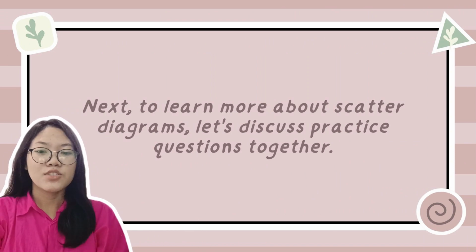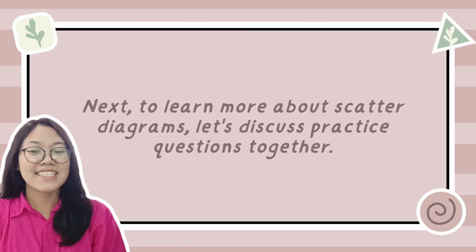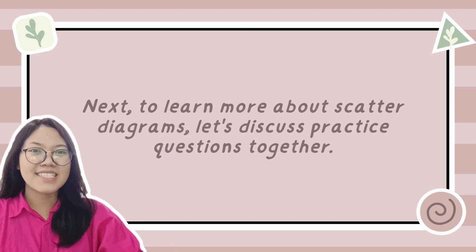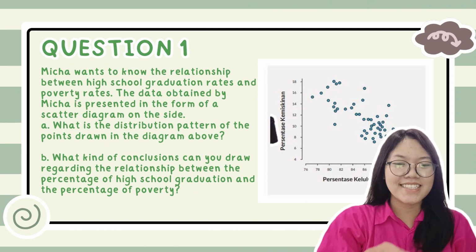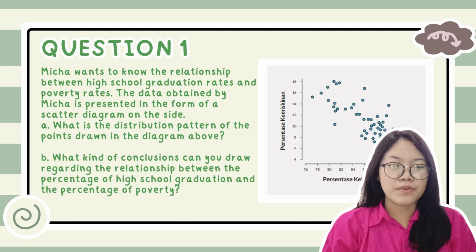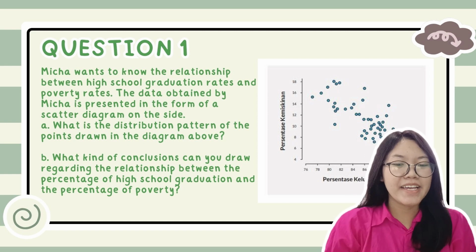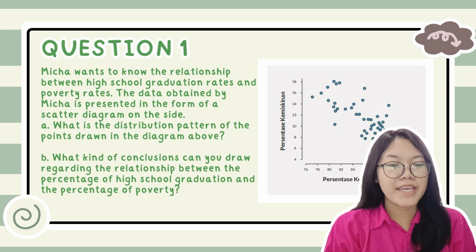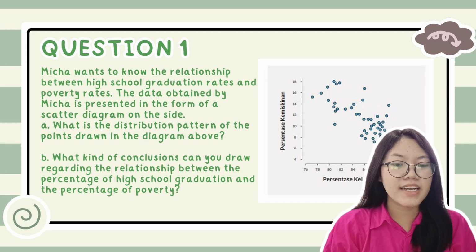Okay guys, to get to know more clearly about scatter diagrams, let's study the following questions together. So I have 3 questions, and this is question 1. Micha wants to know the relationship between high school graduation rates and poverty rates. The data obtained by Micha is presented in the form of a scatter diagram on the side.